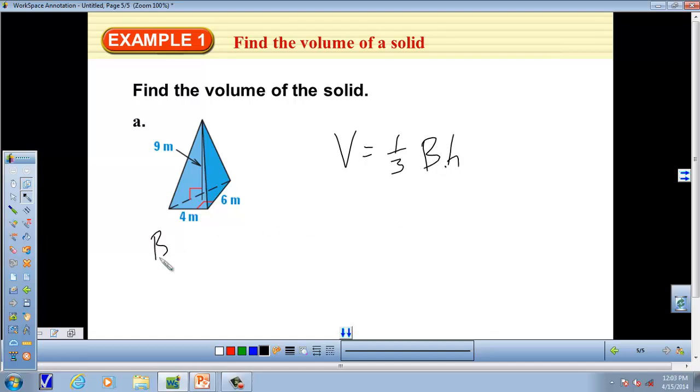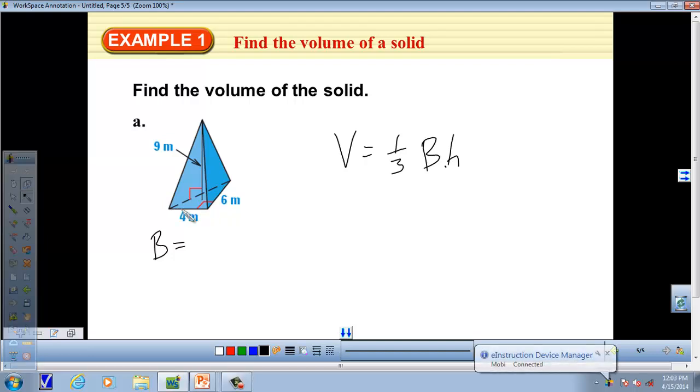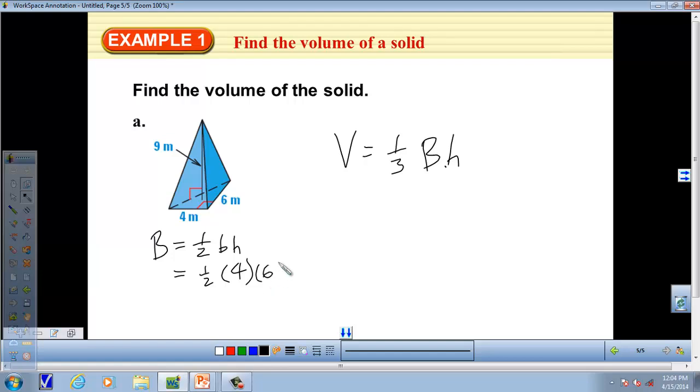Remember that we need to figure out the area of the base off to the side, and since this is a right triangle, we know that the base is 4 and the height is 6 for the triangle. We're going to use 1/2 base times height. So in this case it would be 1/2 times 4 times 6, and if we do half of 4 we get 2 here. That gives us 12 square meters. Our height is given to us, luckily. Straight up and down is 9 meters.